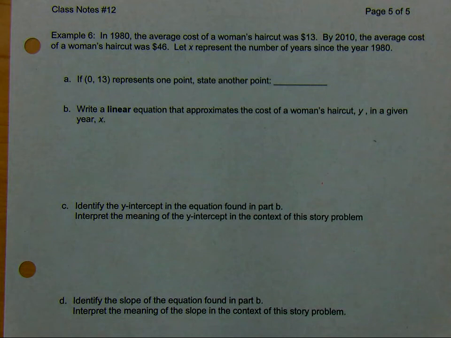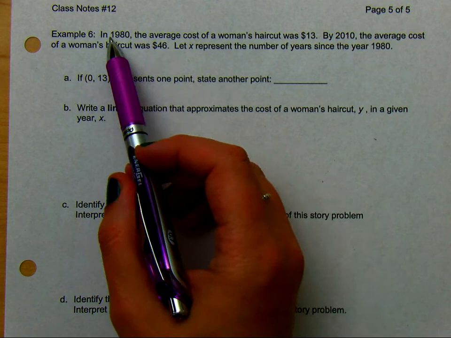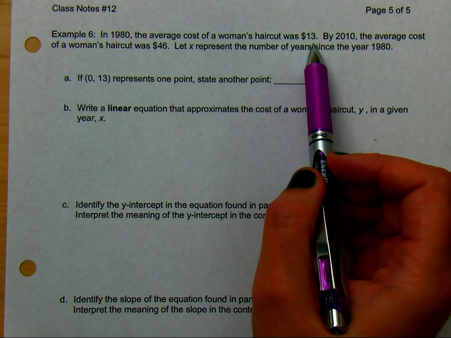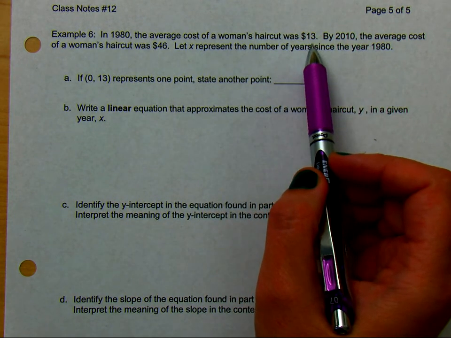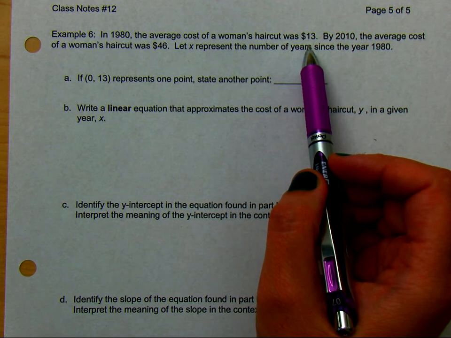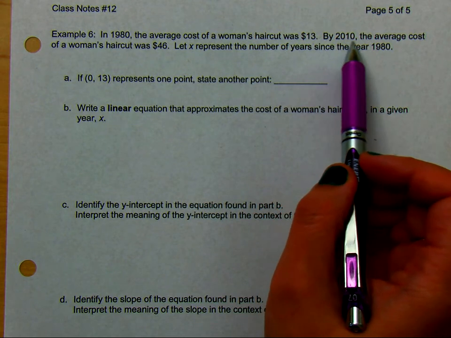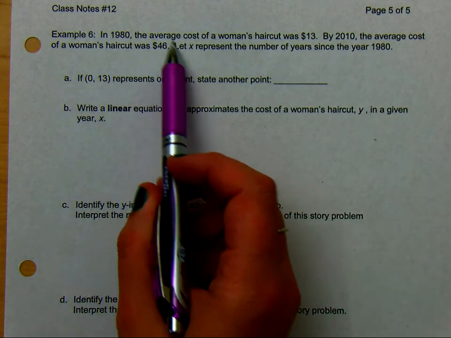Okay, so now we're going to talk about this word problem. In 1980, remember that? Way back when. The average cost of a woman's haircut was $13. What? Do you know how much I paid for a haircut recently? It was like $60. But that's my friend, he's a hairdresser. Okay. By 2010, the average cost of a woman's haircut was $46.